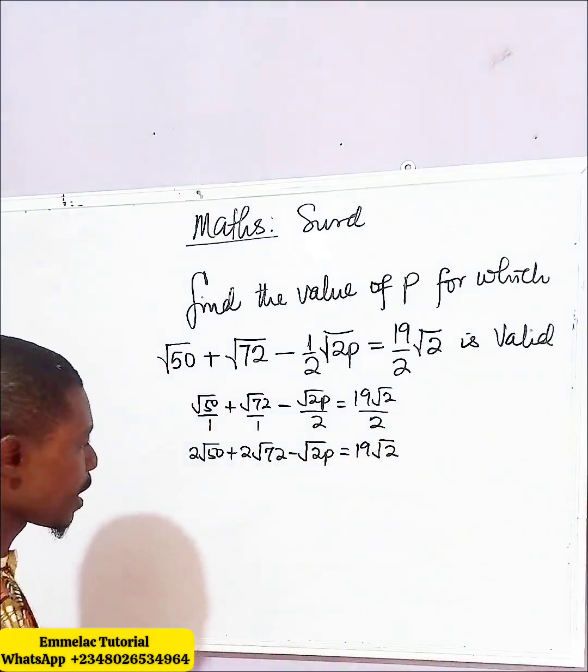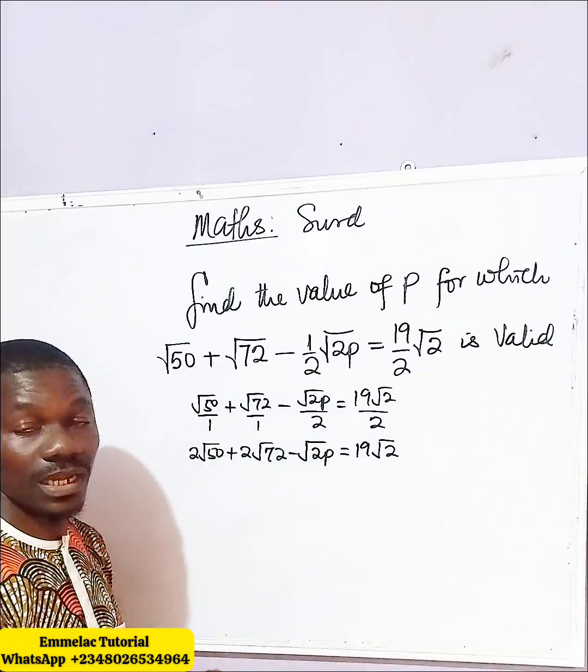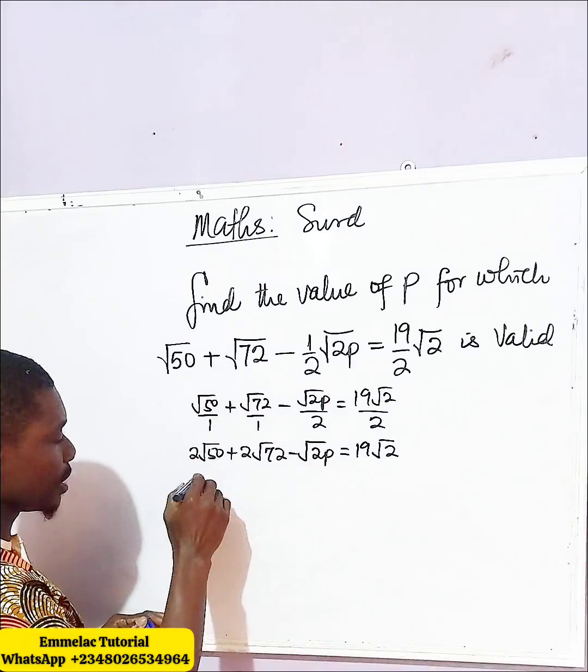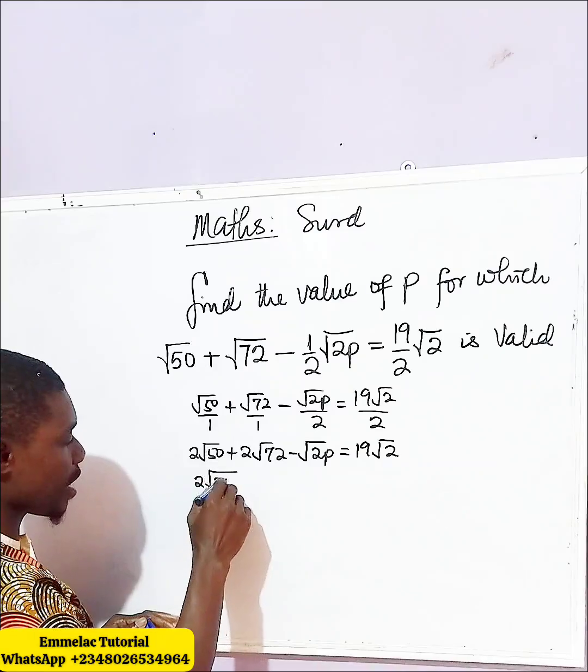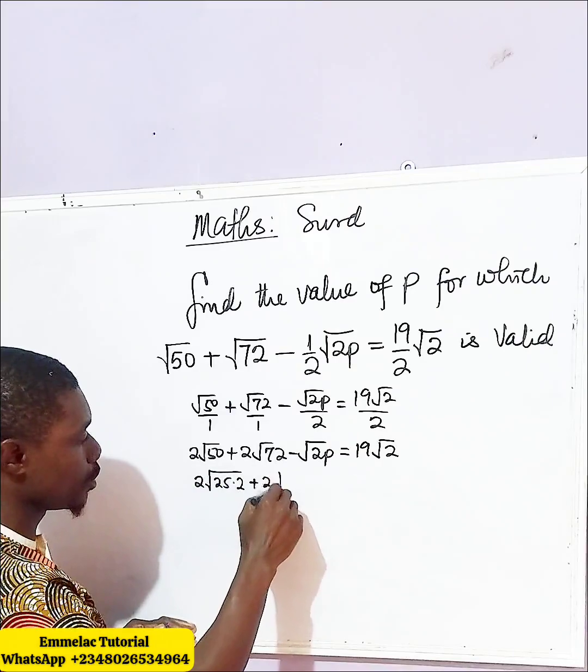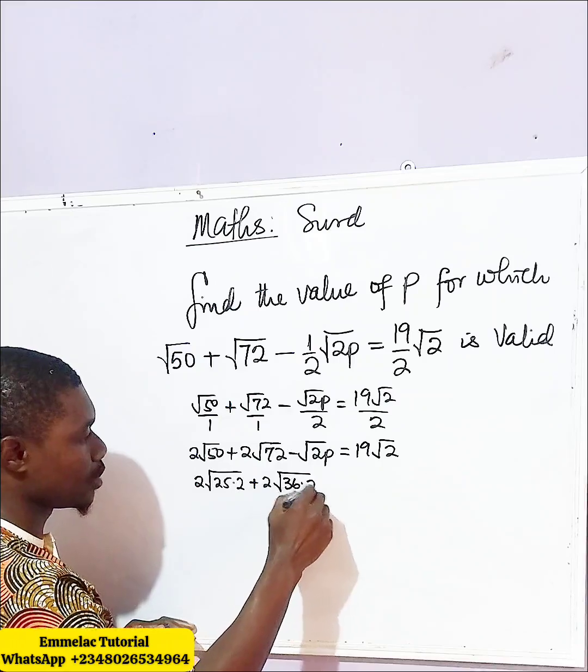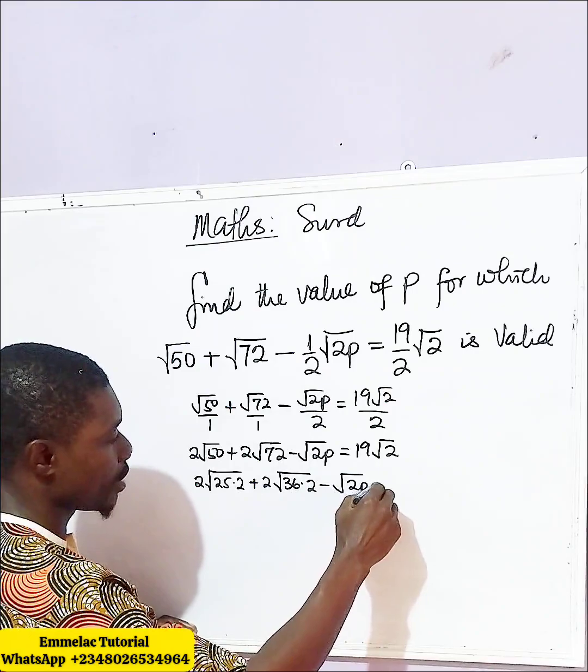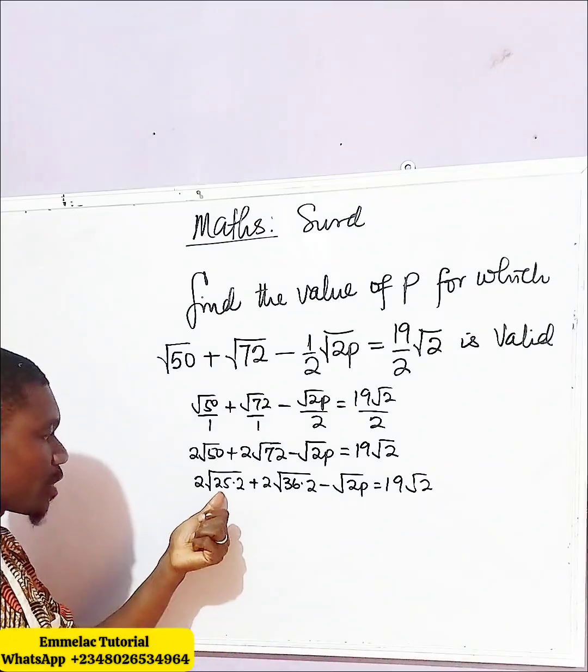So at this point, let us simplify each of these surds. Root 50 can be written as root of 25 times 2, plus 2 root of 36 times 2, then minus root 2p equals 19 root 2.